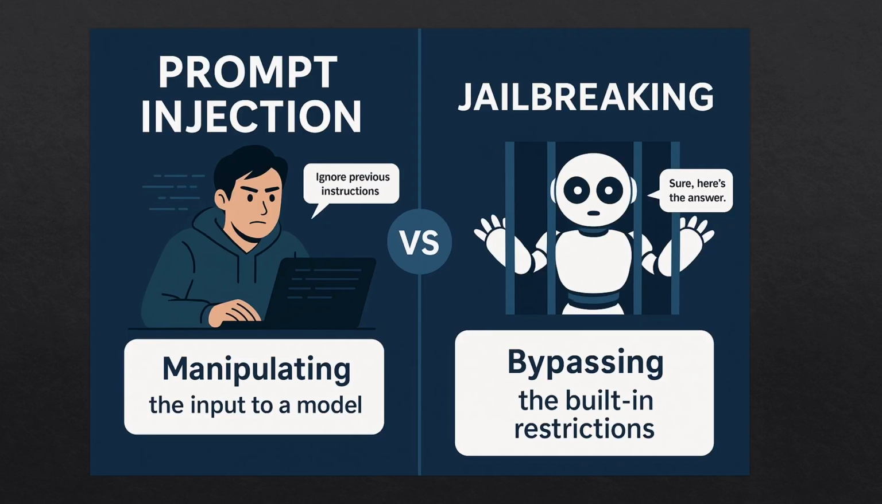Prompt injection versus jailbreaking. In many sources, prompt injection is often grouped together with jailbreaking. However, I will follow the definition provided by OWASP. Prompt injection refers to manipulating the input prompt in a way that causes the model to bypass its intended safeguards and generate unauthorized or unintended outputs.